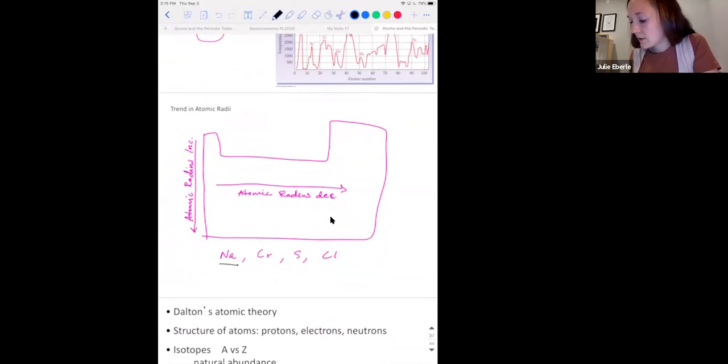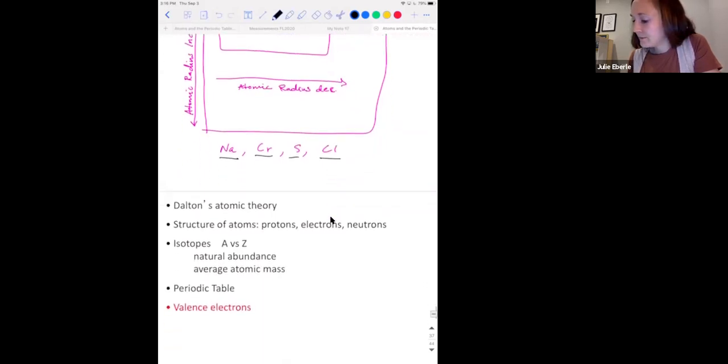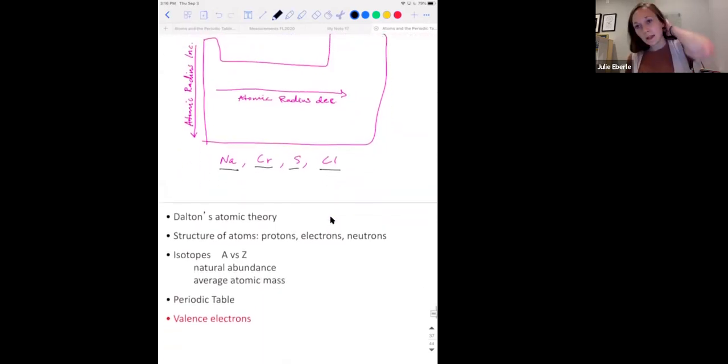And then, well, what do you know? I already ordered them for us. They're already in order, everyone. You're welcome. Chromium would be the next because it's the next element furthest to the right. Sulfur is the next furthest to the right. Chlorine is the furthest to the right. Anyways, I want you to know that trend. I want you to be able to order atoms in order of increasing or decreasing atomic radius.